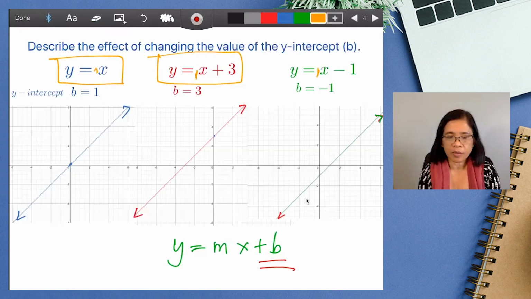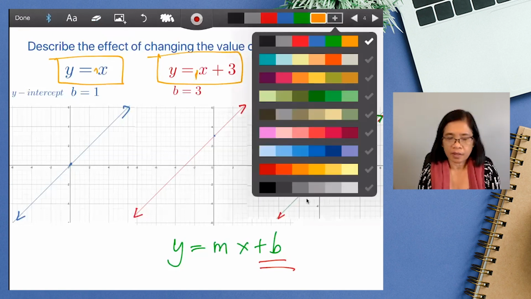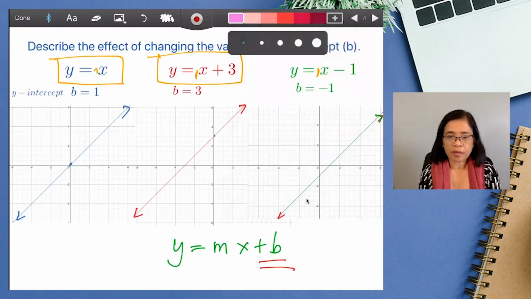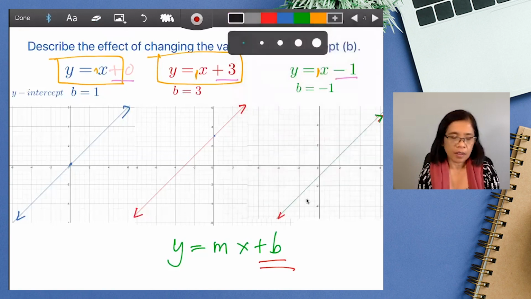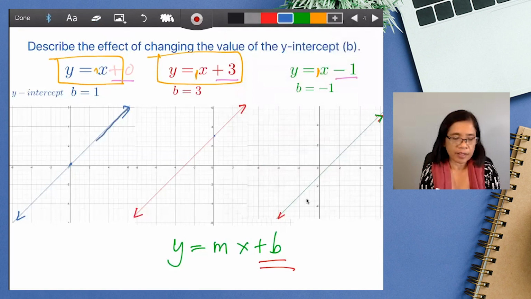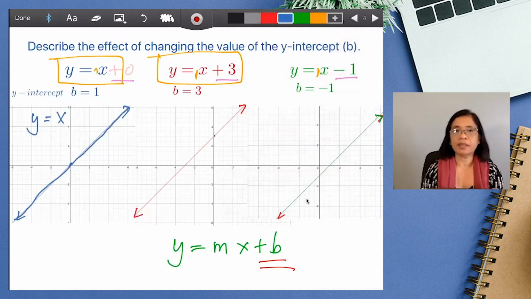So in this case, okay, let's see. I have here plus 0. It's understood to be plus 0. And plus 0 here, plus 3, and minus 1. So we change this value of b, or the y-intercept, from our parent function y is equal to x. So this first line is the line representing y is equal to x. This is the same as the original parent function we had in example 1.